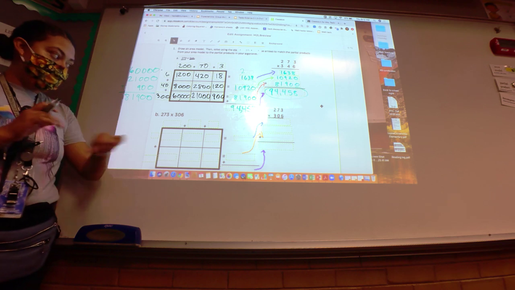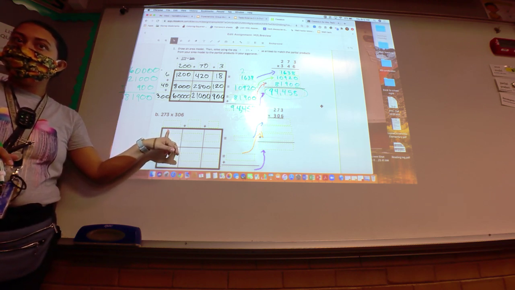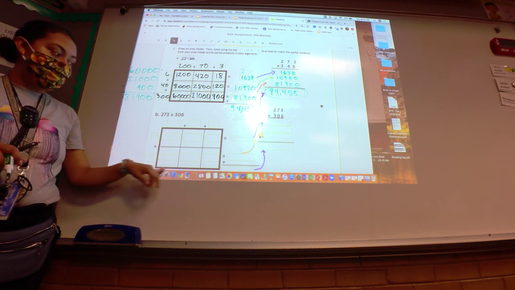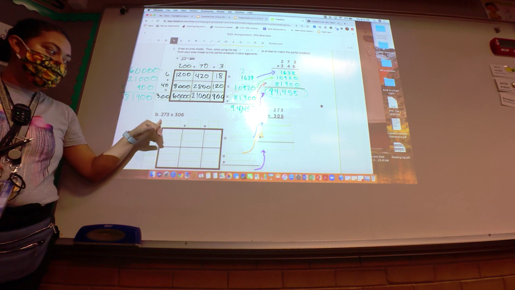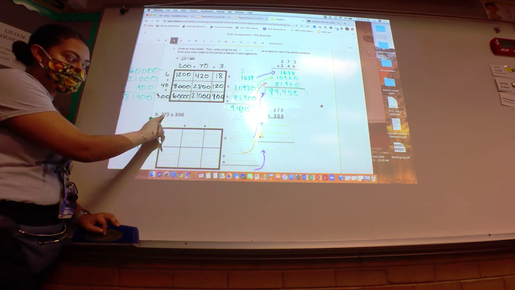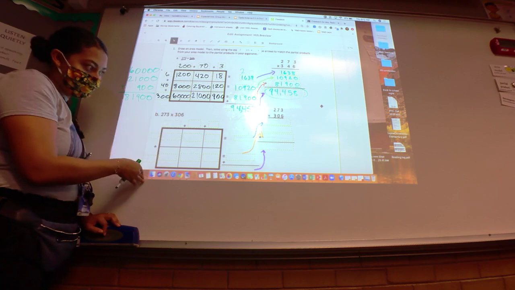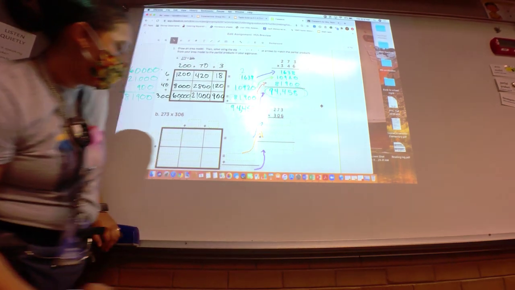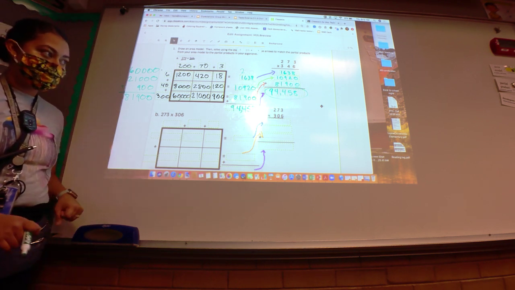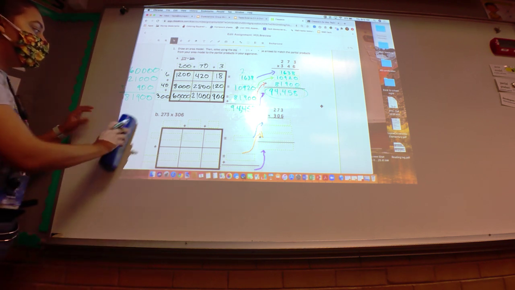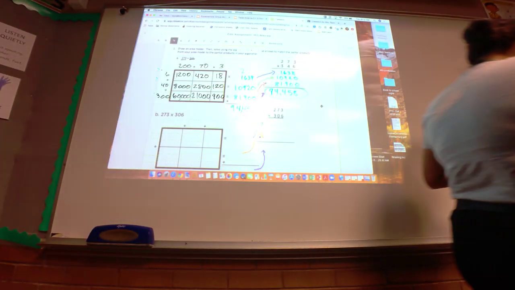All right, ready for the next one? B. Okay, start plugging in your units into the factor into the units. So the 273 on the top, the 306 on the left side. I think the green one's a little bit harder to see.